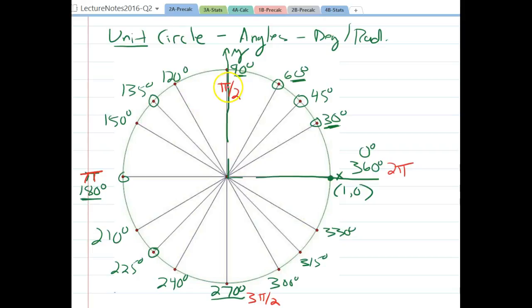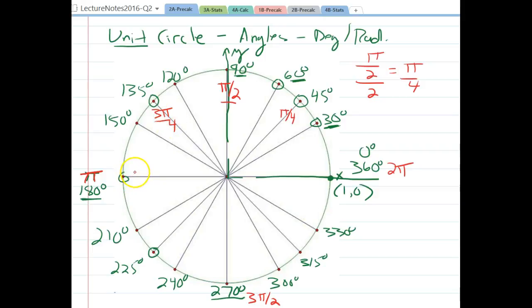If I cut the pi over 2 in half, right, pi over 2 divided by 2 is pi over 4. So that's what 45 degrees is. That's going to be pi over 4. Now what I'm going to do is as I go around, instead of adding 45 each time to get to these middle lines, I'm going to add a pi over 4. So this is 1 pi over 4. This is 2 pi over 4. That would be 3 pi over 4.